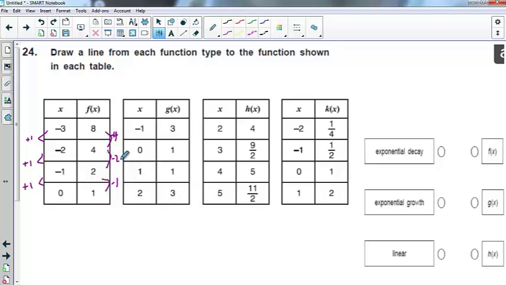I have rise over run. Okay, so this is my rise. So I would have -4 over 1. -2 over 1. -1 over 1. Is that the same all the way through there? No. If it was a constant rate, it would be linear, because whenever we do that, you should have a constant rate there for it to be linear.